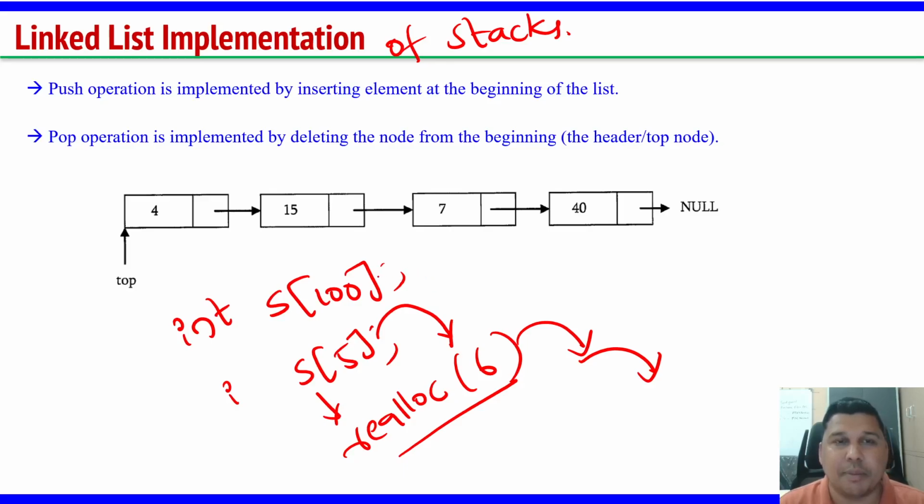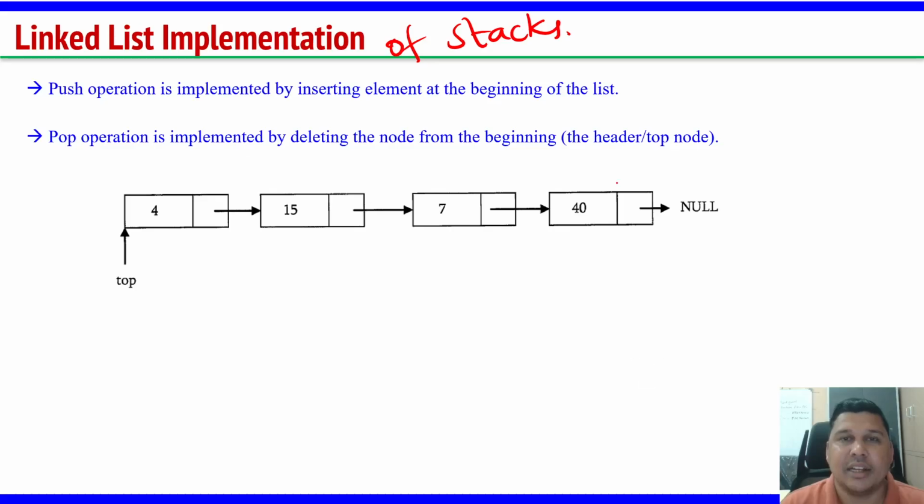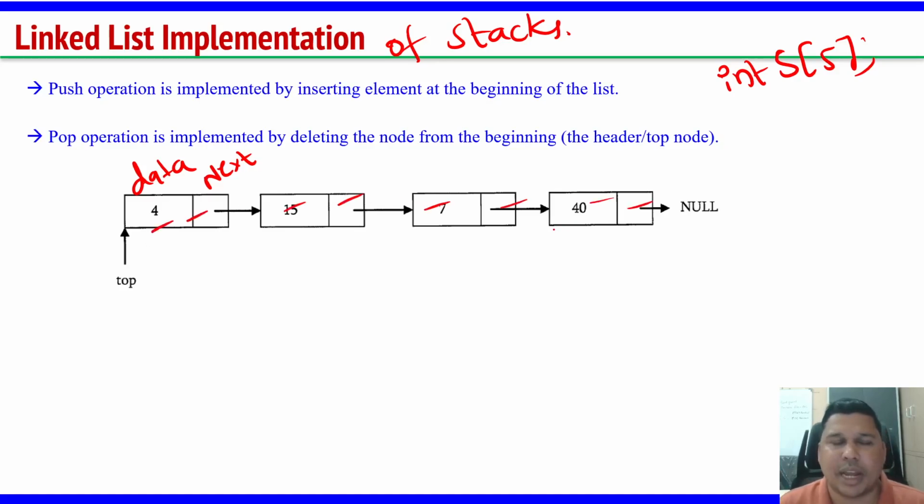Even linked list implementation has drawbacks, right? Why? Unnecessarily I am storing the pointer here. If I want to create 5 elements in a stack, int S of 5 is sufficient. But if I want 5 elements using a linked list, I am storing the data part and the next pointer part. So I need two blocks always. That's always a drawback. But the advantage of linked list over arrays is that it is expandable. As and when you want to add new elements, you can add them. You want to delete, you can delete.